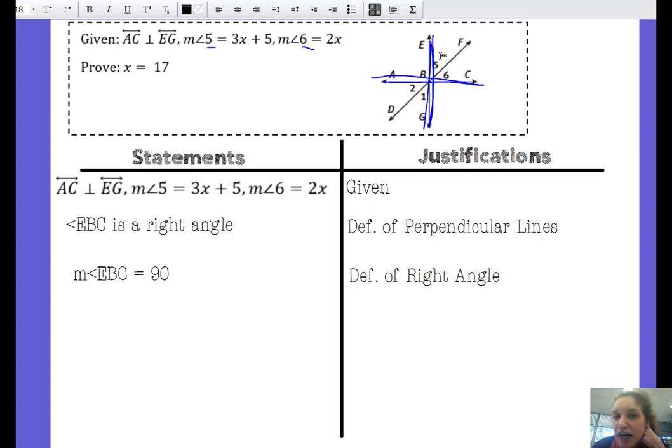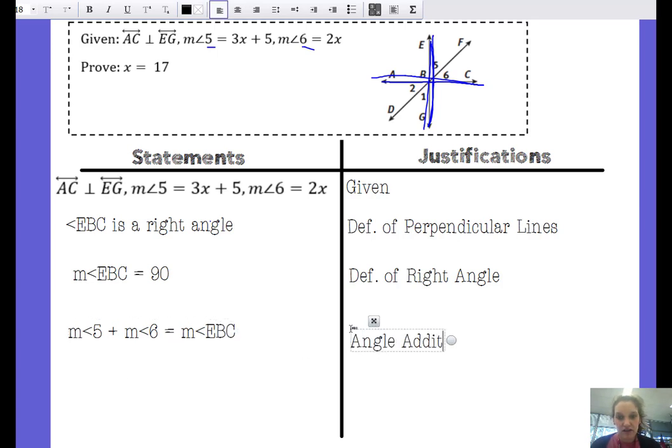Oh my word! Part plus part equals whole, I can use the angle addition postulate. So the measure of angle 5 plus the measure of angle 6 is equal to the whole enchilada, the measure of angle EBC. And that is the angle addition postulate. And so now I have information about angle 5, I have information about angle 6, and I have information about angle EBC. I can go plug all of that stuff in. Substitution.